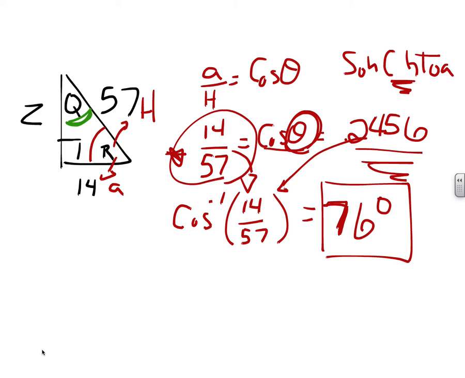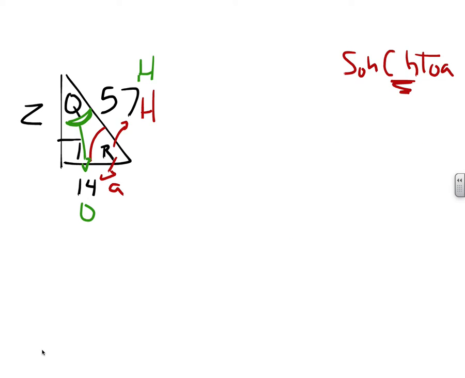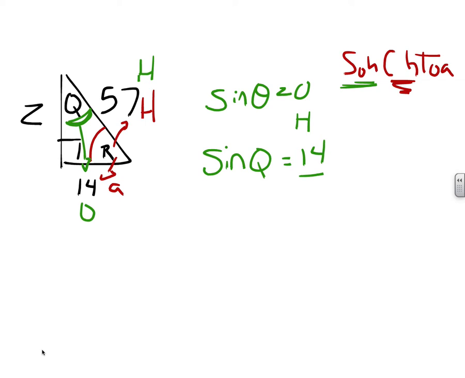Now if we switch to Q on the other hand, now suddenly 14 is not adjacent, 14 is opposite. 57 of course is still the hypotenuse. So if this is my hypotenuse up at 57 and 14 is my opposite, if I have O and H, suddenly now I have to use sine. So I'm saying sine of the angle is O over H. So I say the sine of Q is equal to the opposite, which we said is 14 over the hypotenuse, which was 57.